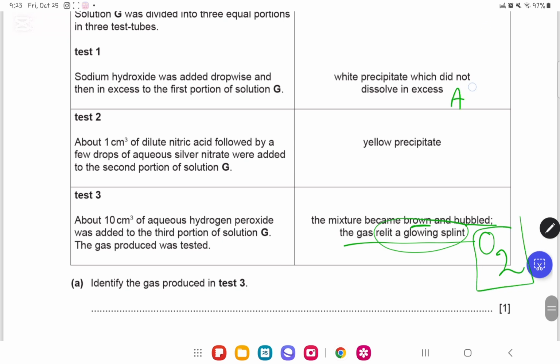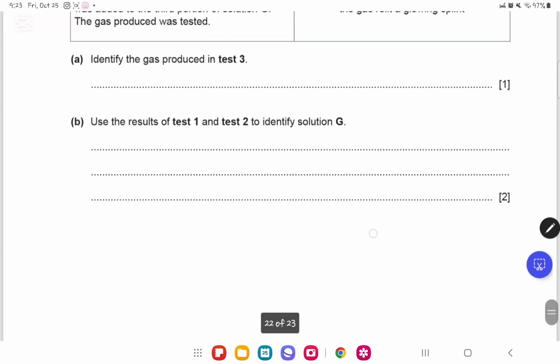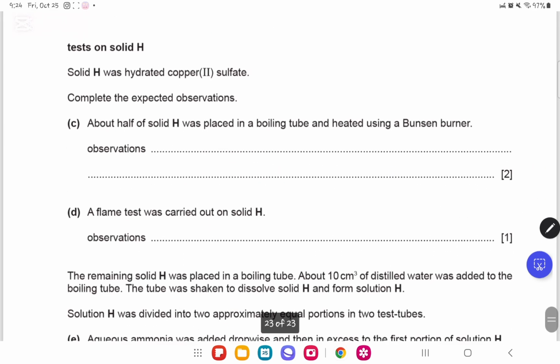Now to be fair, here we were stuck on Al3+, Zn2+, and Ca2+. If we think logically, since they didn't give us ammonia and gave us only sodium hydroxide, we're going to cross those out and say this is the Ca2+ ion. Now the gas produced in test 3 is O2 gas, oxygen. Now, what is G? We said we have the ions Ca2+ and I-, so it is CaI2, or calcium iodide.